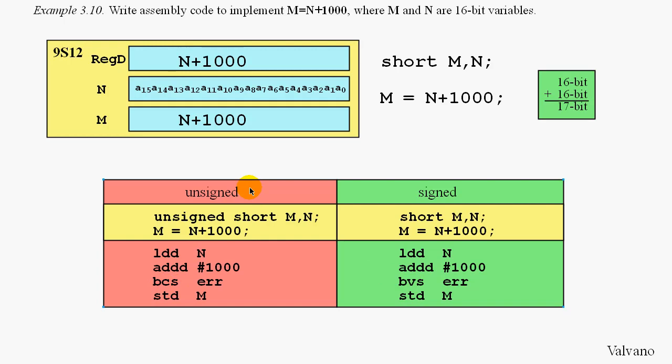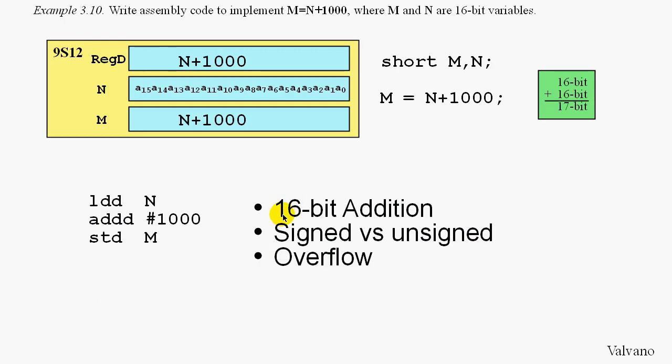So, in summary, we looked at the 16-bit addition using the D register. We considered the difference between signed and unsigned numbers during the design of the system, and an overflow which occurs after an addition because the number is bigger than 16 bits.